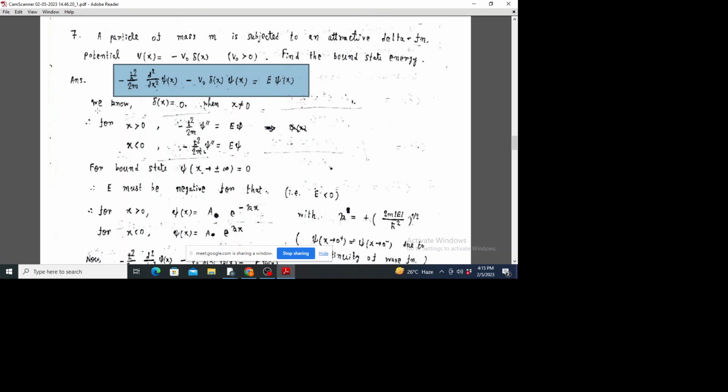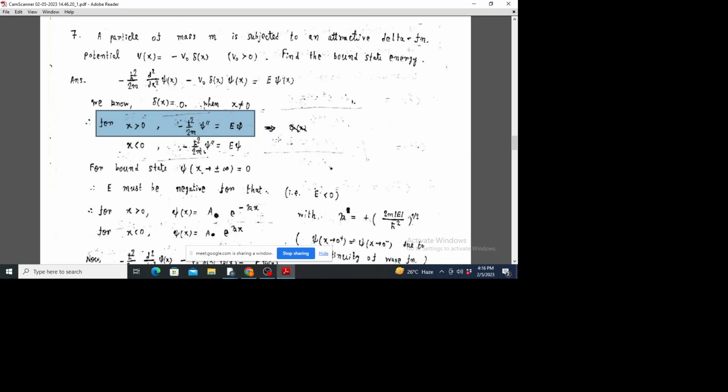At x equal to 0 it is infinite, so that the integral over all space is 1. A strange kind of function; actually it's a distribution, but that's not important here. So we need to look at two separate regions. The potential is V naught delta x, so it is discontinuous at x equal to 0, but the potential is 0 both for x greater than 0 and x less than 0.